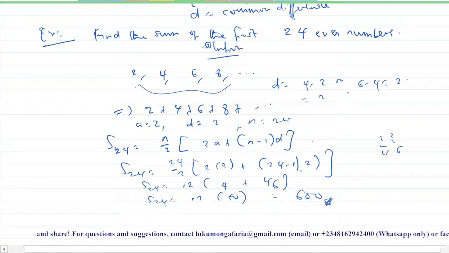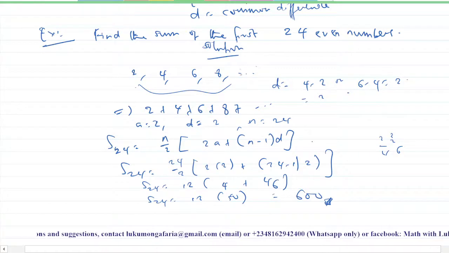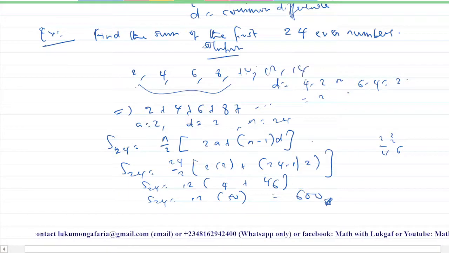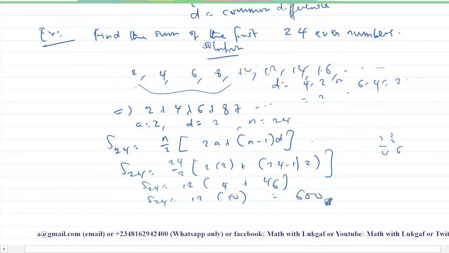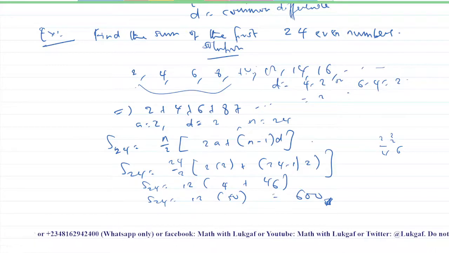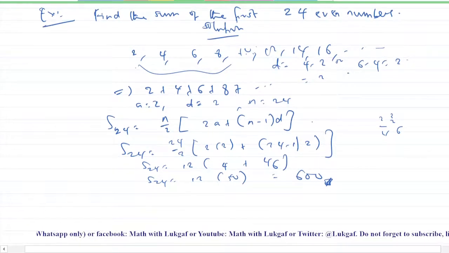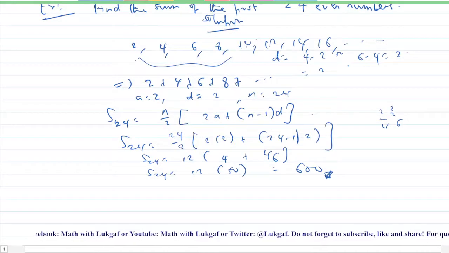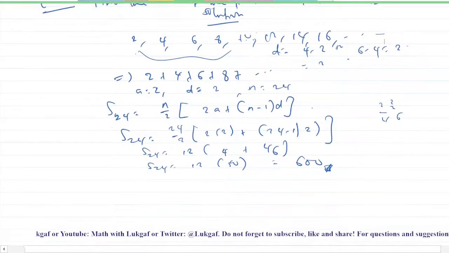So it means if you get the first 24 even numbers like this and you add them together, you are going to have 600. You can check that out. That's what you are going to find. So if that is clear, let me give you another example.